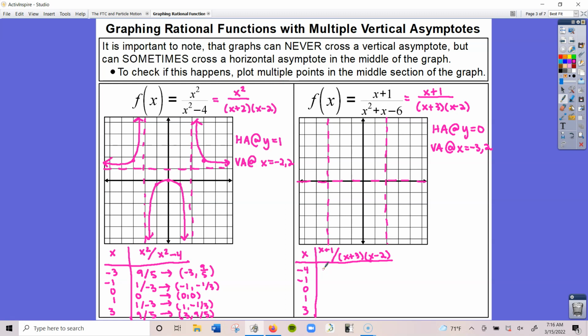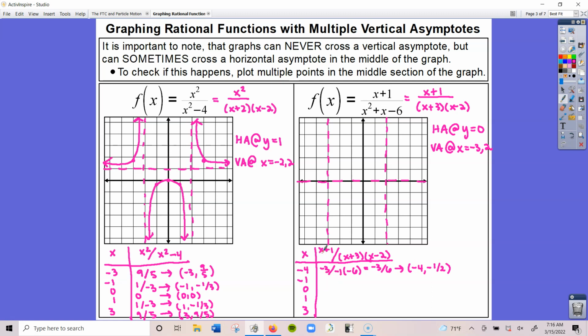Negative 4 plus 1 is negative 3, over negative 4 plus 1 is negative 1, times negative 4 minus 2 is negative 6. So we get here negative 3 over positive 6, and so that gives me the coordinate negative 4, negative 3 over 6 can be simplified to 1/2.